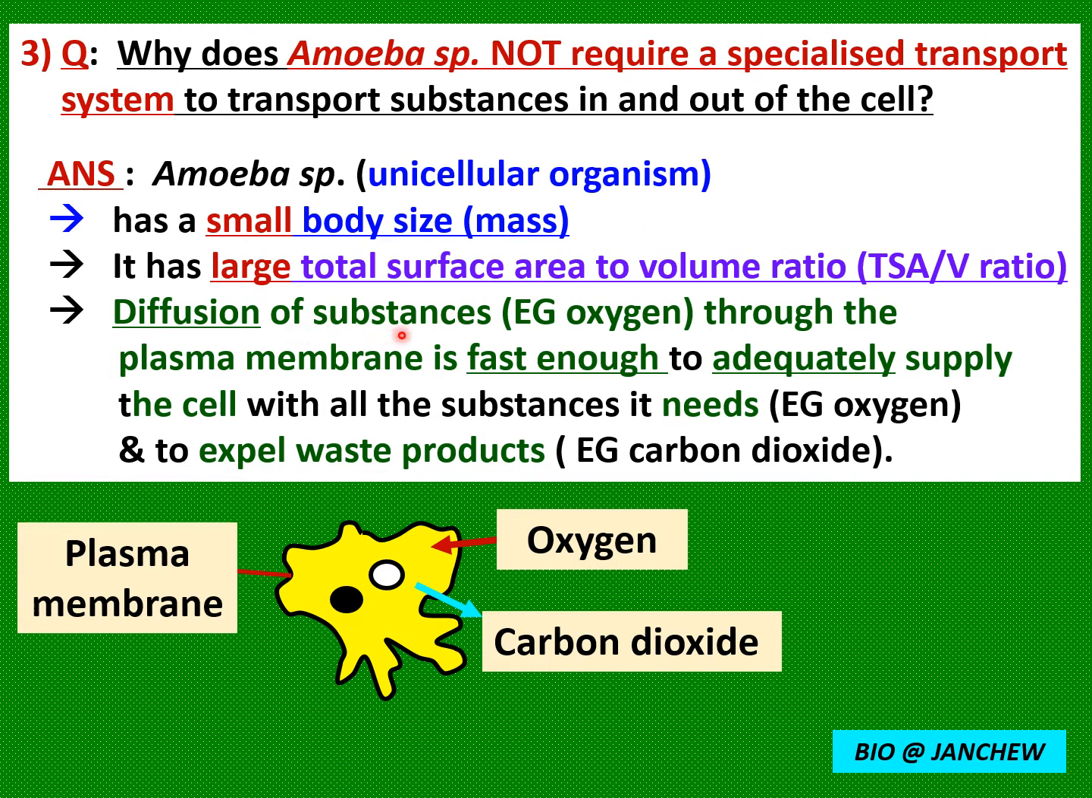And thus, diffusion of substances like oxygen through the plasma membrane, the surface of the cell, will be fast enough to adequately supply the cell with all the substances that it needs, such as oxygen or nutrients, as well as to expel the waste products from the cell so that they do not accumulate in the cell. Now, we will try to explain the significance or meaning of this large TSA per V ratio for amoeba, right, in the next part.